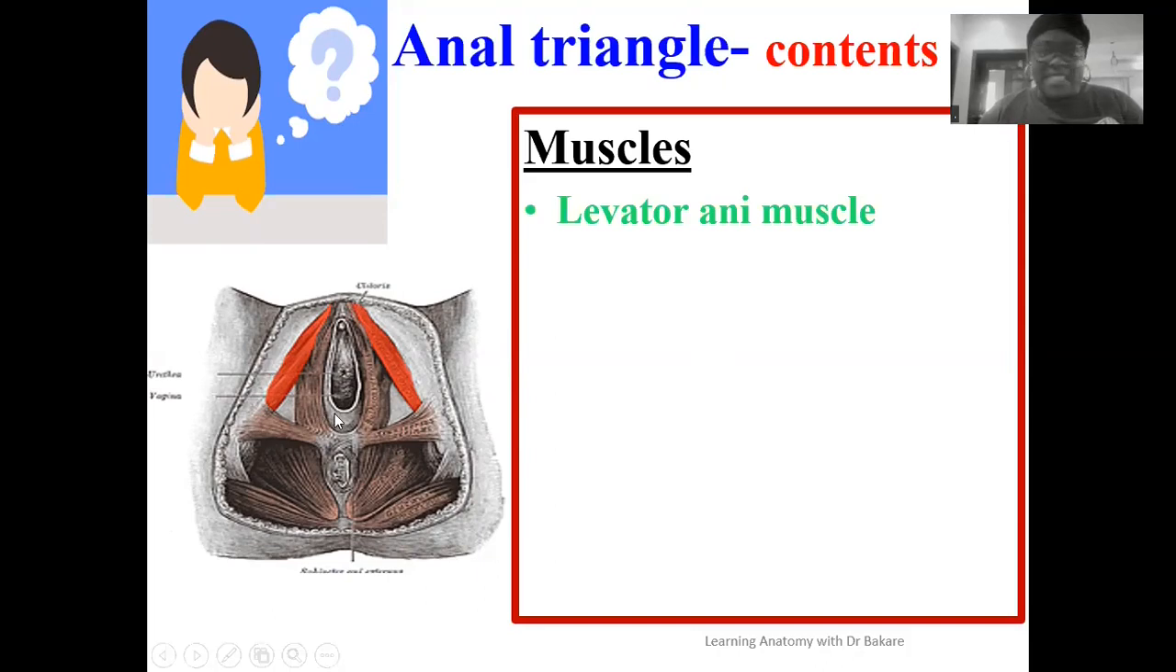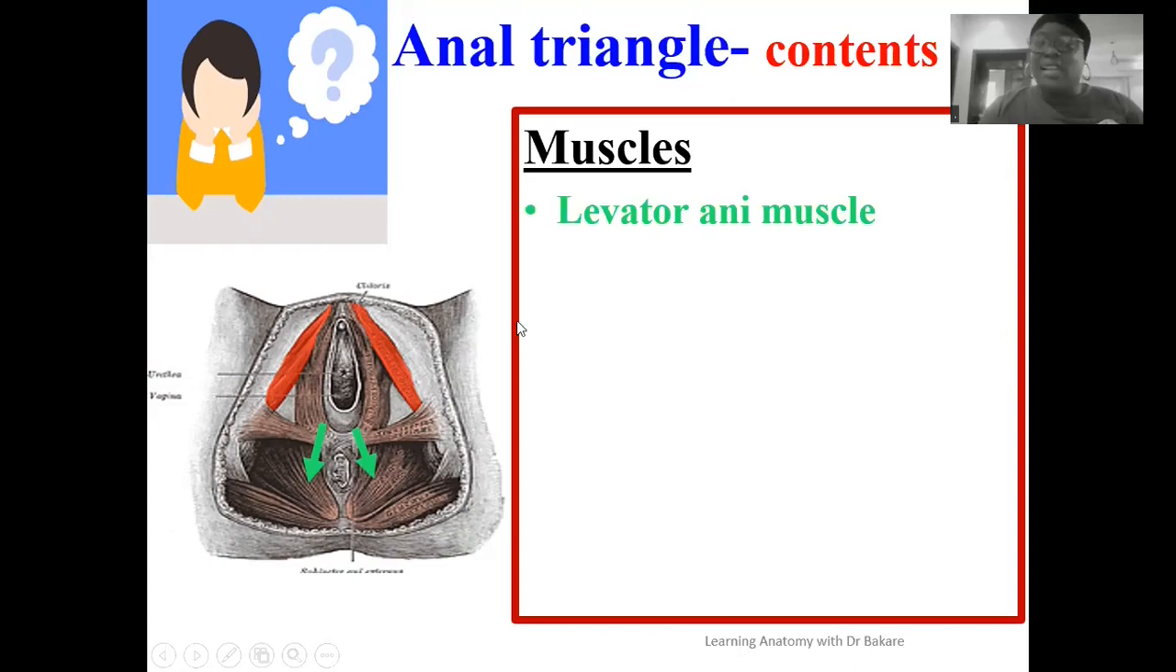If you try to use this image by the side here, this is where we have the levator ani muscle here, arrowed in green. You see that this muscle is seen within the anal triangle. This muscle is also seen to extend into the anteriorly placed urogenital triangle. But because we are focusing on the anal triangle, it is taken as one of its structural components.